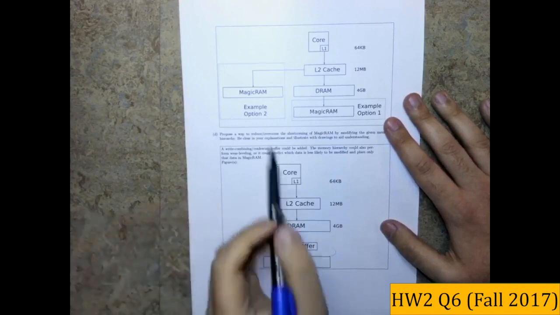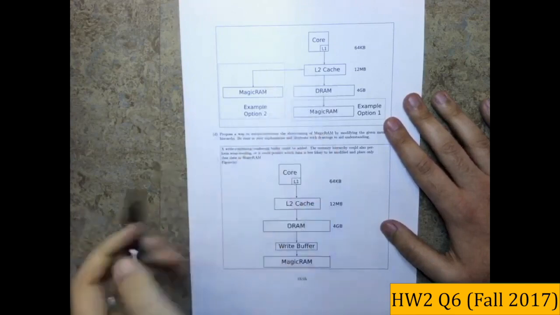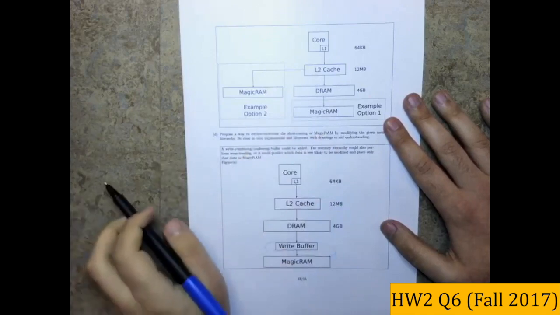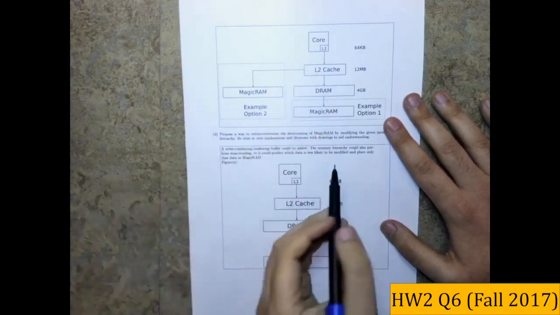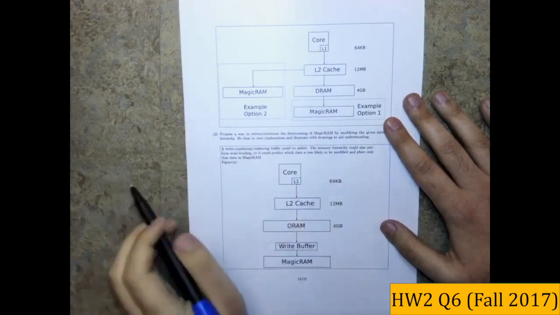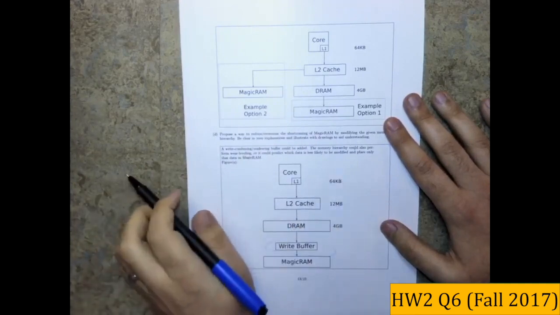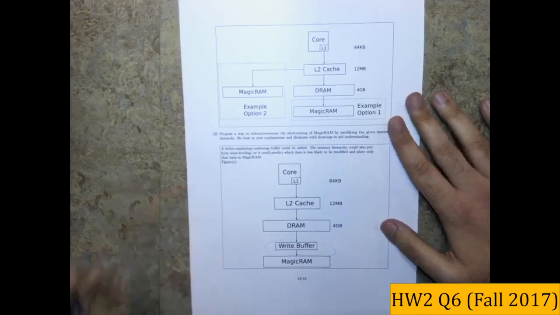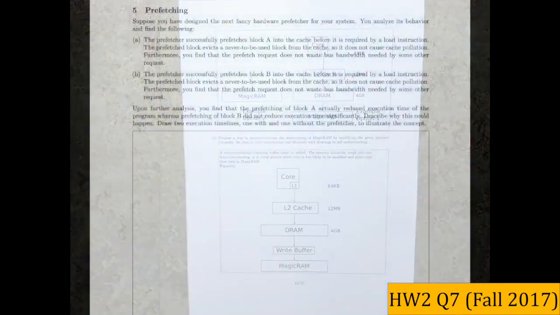And also, if we use magic RAM as a separate address space, we can have a technique to dynamically detect some pages that are mostly read-only, and then we can allocate those pages to magic RAM, and it's good to have a good endurance for magic RAM. Yes, that's all.